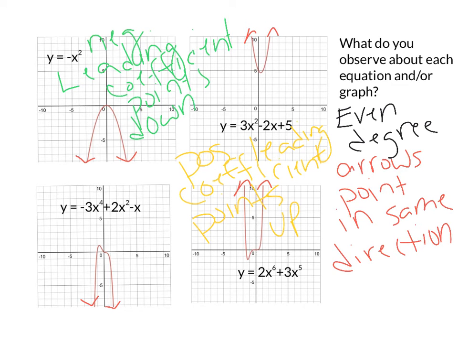Please take a moment to pause this video, draw sketches of the graphs and the equations, and record down the 4 observations that we have made.